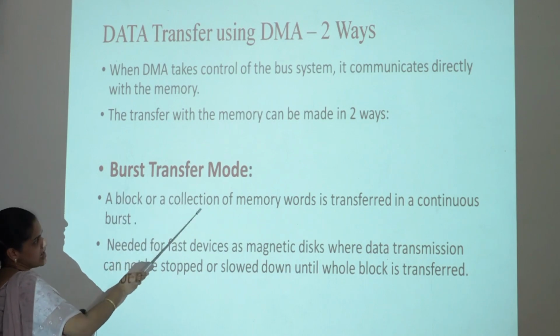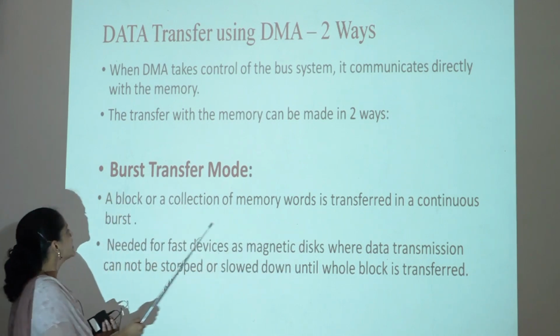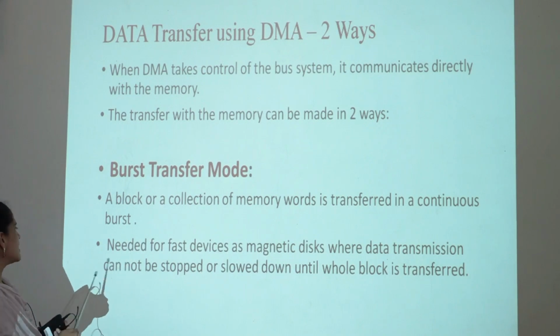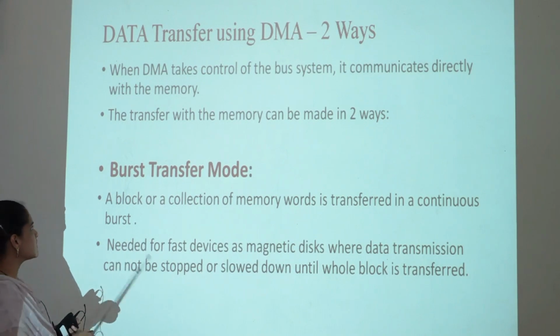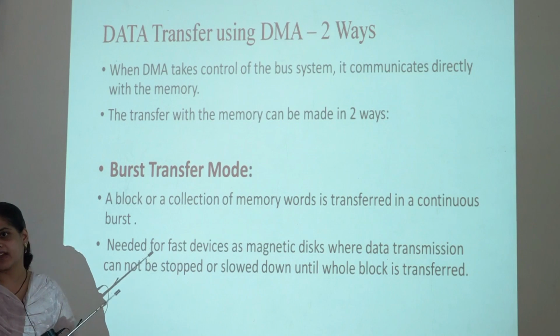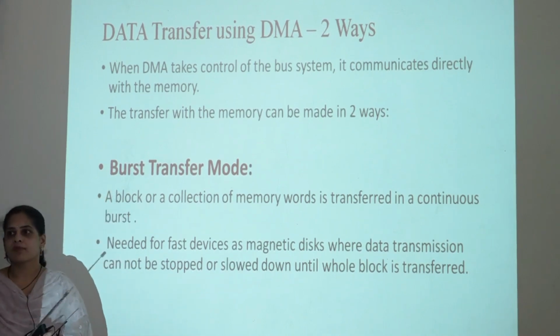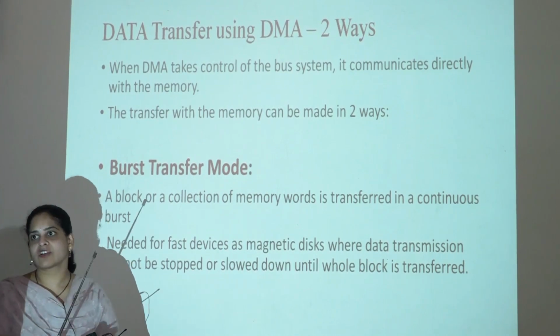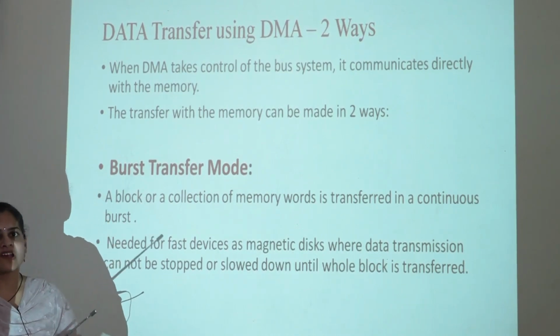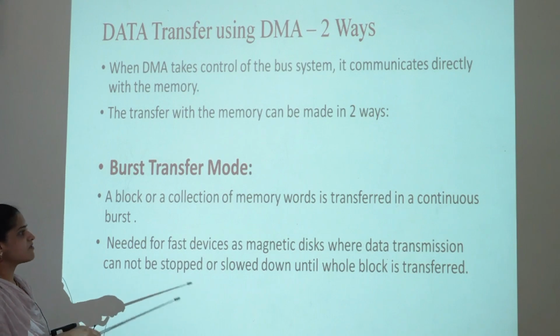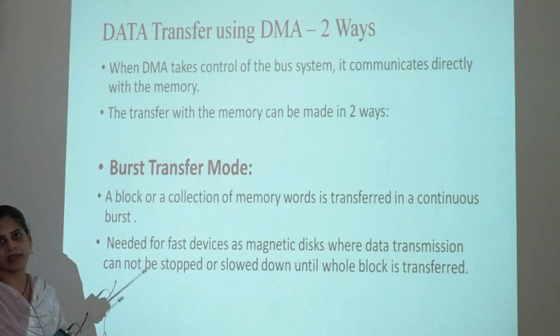So a block, or a collection of memory words, is transferred in a continuous burst. And why do we require this type of transfer? It is for high speed devices. For example, if you take a magnetic disk or a hard disk, in those situations you require the data transfer to be very fast. So for those types of devices, the burst transfer mode will apply.